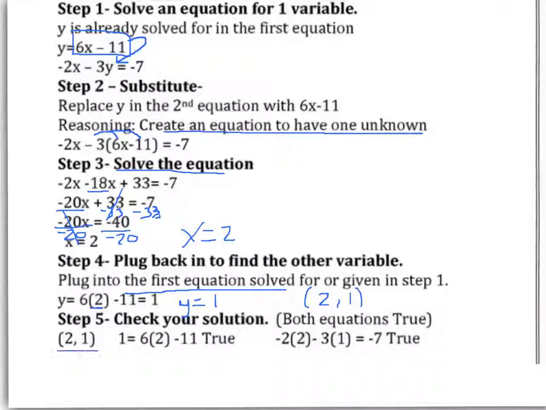And now you have to check your x and your y, plug them back into both equations. It should make both equations true because it's a point that's shared by both lines. And so on the first one, 6 times 2 is 12 minus 11, it's going to be true. And if you plug 2 back in for the x in the second equation, negative 2 times 2 is negative 4 minus 3, which is also going to be negative 7, so it does make both of those true.